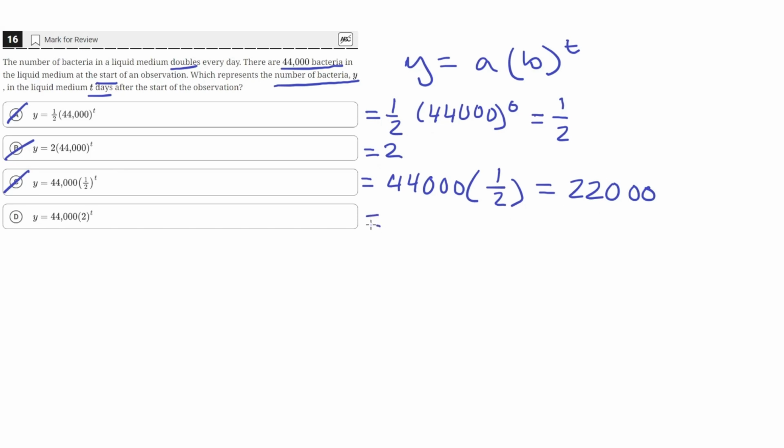Okay, and then if we plug in t equals 1 into D here, we get 44,000 times 2, which is equal to 88,000, which is correct because the number of bacteria after 1 day should have doubled to 88,000. So when t equals 1, D is true, which means D is the only correct answer left, so D is the correct answer.